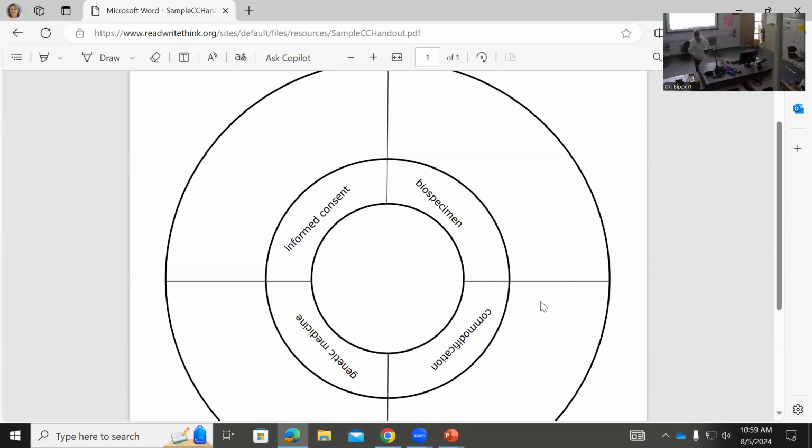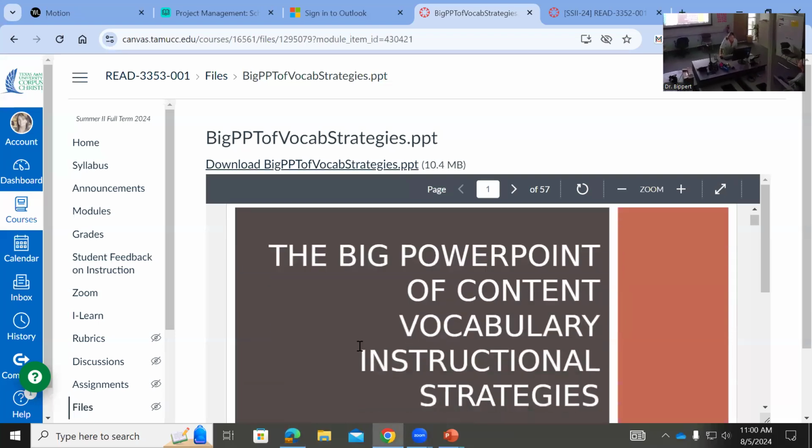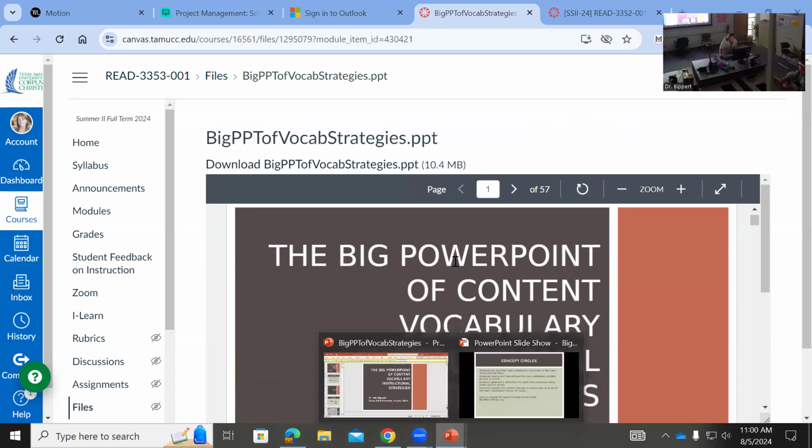Has anyone ever seen or used concept circles before? I actually had a few students last summer really like this strategy. Okay. Again, it's probably one of those that you can't use for everything, but it was on readwritethink.org. Do you know about that website? It's a really good website. It does a lot of really good language arts and stuff, reading and writing activities, grades K through 12. So, all right, let me go back here.